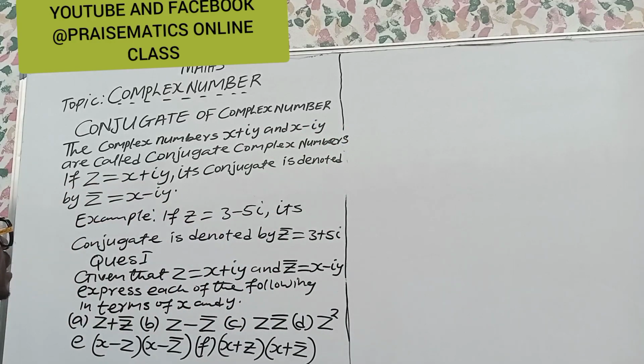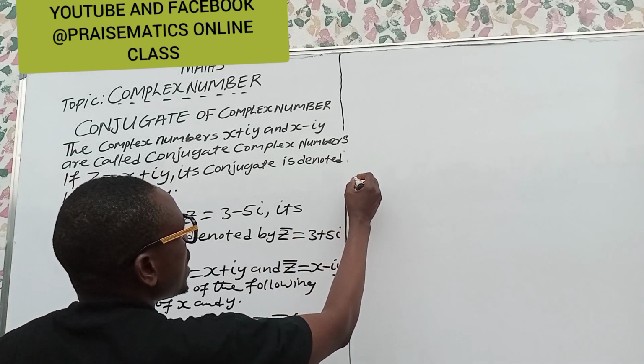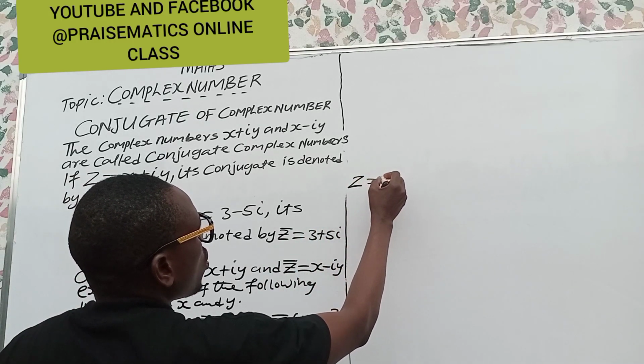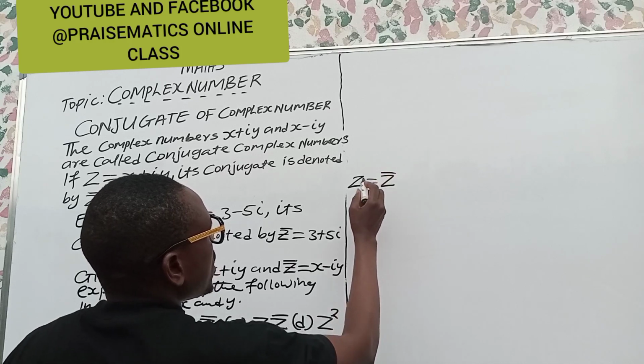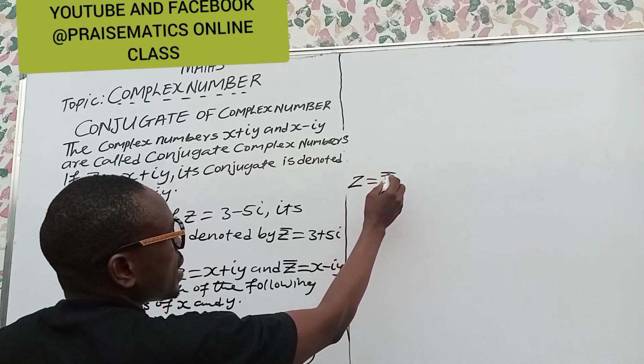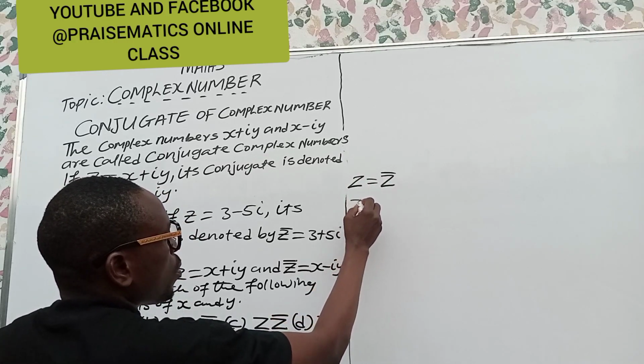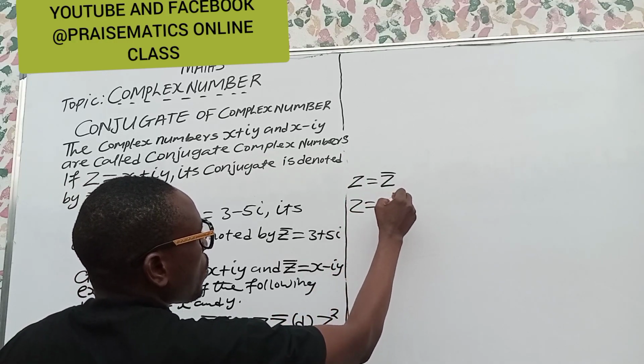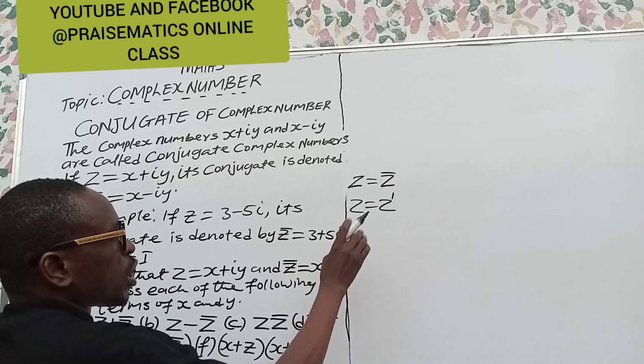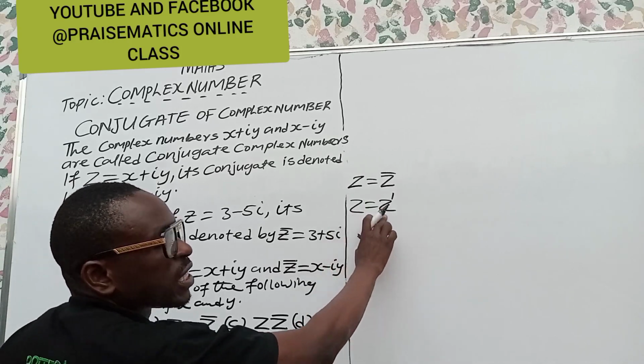Now, in solving these questions, we are going to look at this. If the complex number is z, this is the complex number, and z bar is the conjugate of the complex number. So that is how to know them. Or sometimes we write z prime. They are the same thing. So the conjugate of this complex number is z prime.